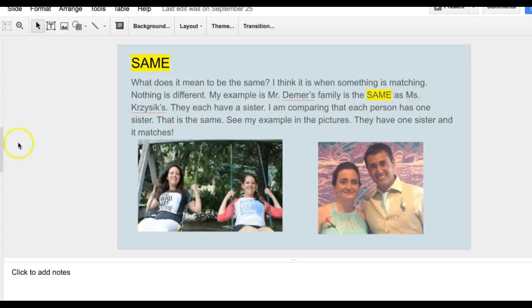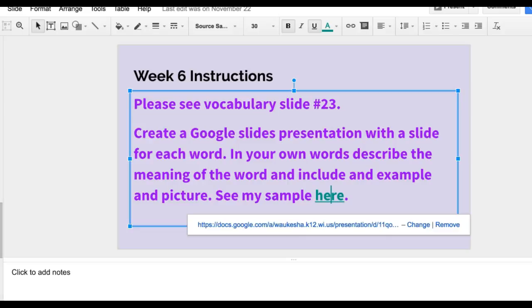And there's another one there, another example for you to look at, same. What does it mean to be the same? I think it is when something is matching. Nothing is different. For example, Mr. Demir's family is the same as Miss Krisik's. They each have 1 sister. I'm comparing that each person has 1 sister, and that is the same. And then I put a picture to show you. So that is your task for this week, focusing in on that vocabulary.